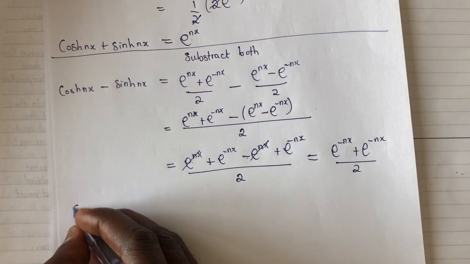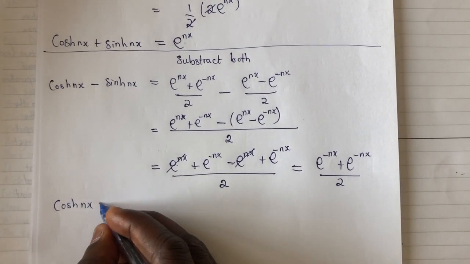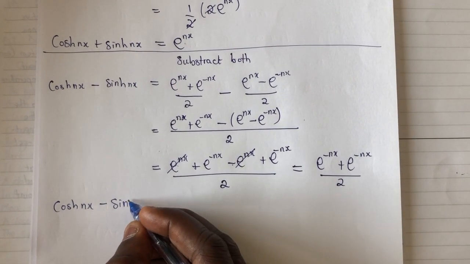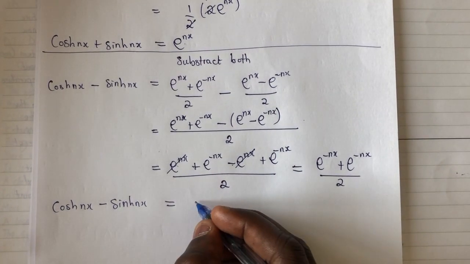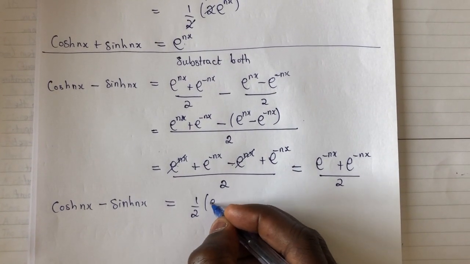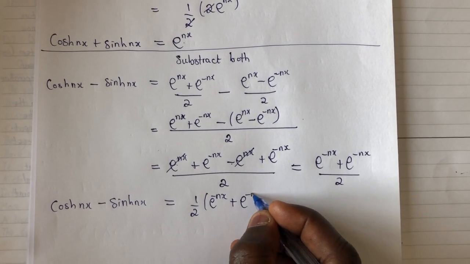So therefore, cosh nx minus sinh nx will be equal to 1/2 of e raised to the power minus nx plus e raised to the power minus nx.